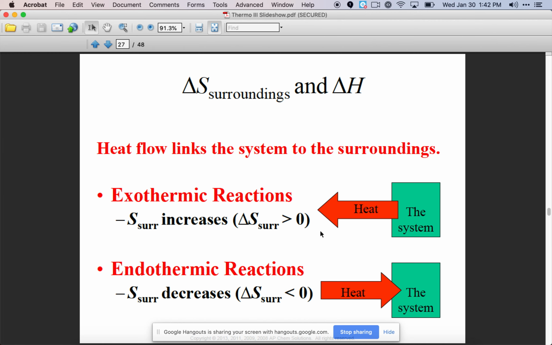So in this situation, notice that there's heat going out of the system. Because there's heat going out of the system, the surroundings entropy is increasing. Whereas the opposite happens with endothermic reactions. Does that make sense? Because you're increasing the heat in the system as opposed to the surroundings. Sort of like my demonstration the other day, right? Are we okay with that?